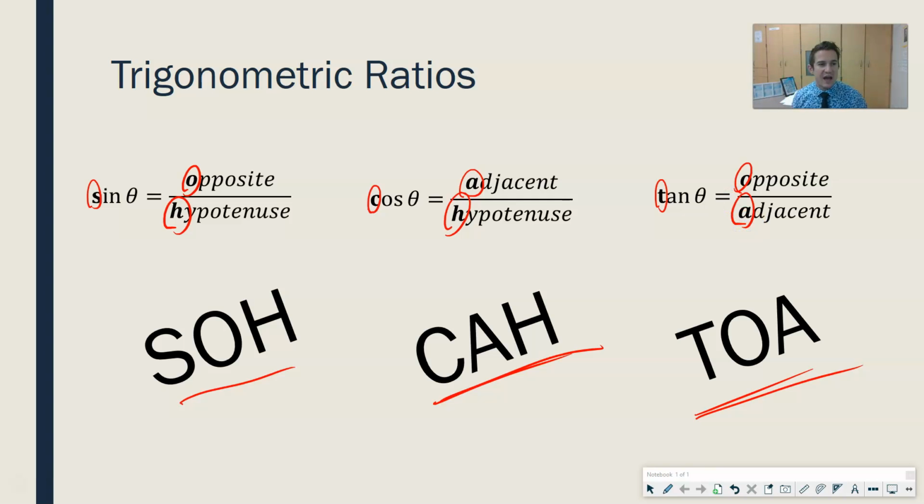So SOHCAHTOA. I'll have that written on the board. You can tattoo that across your forehead, write it on your mirror. SOHCAHTOA is a really convenient way to remember the order and the fractions associated with each of these different trigonometric functions. Sine is opposite over hypotenuse, cosine is adjacent over hypotenuse, tangent is opposite over adjacent, which stands for SOHCAHTOA. Can I say that enough times that it'll drive you crazy?